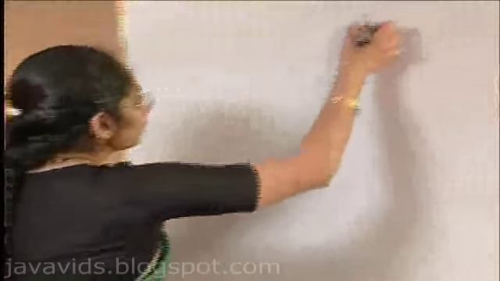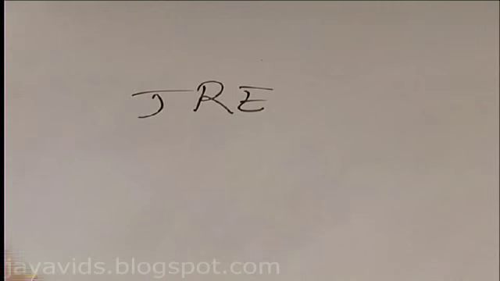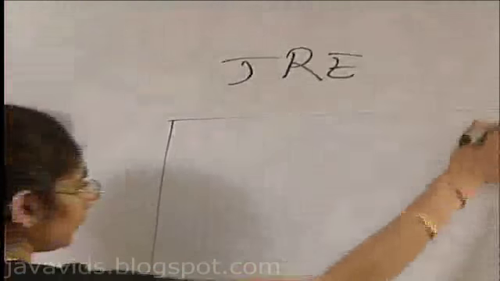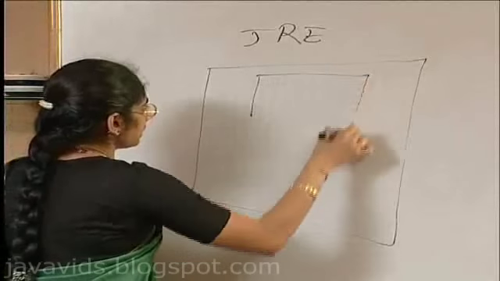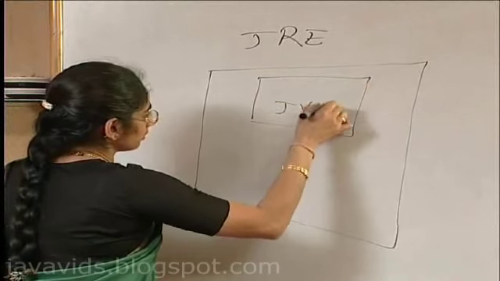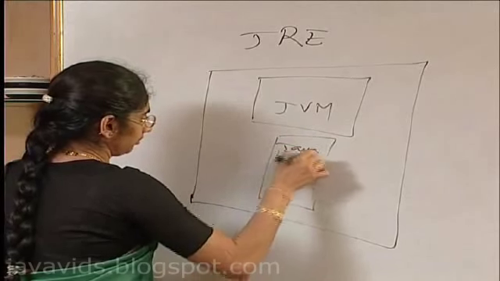So now let's look at the components of JVM, and then we'll look at the Java runtime memory area. JRE stands for Java Runtime Environment. This consists of two things. That's the JVM and the Java API.